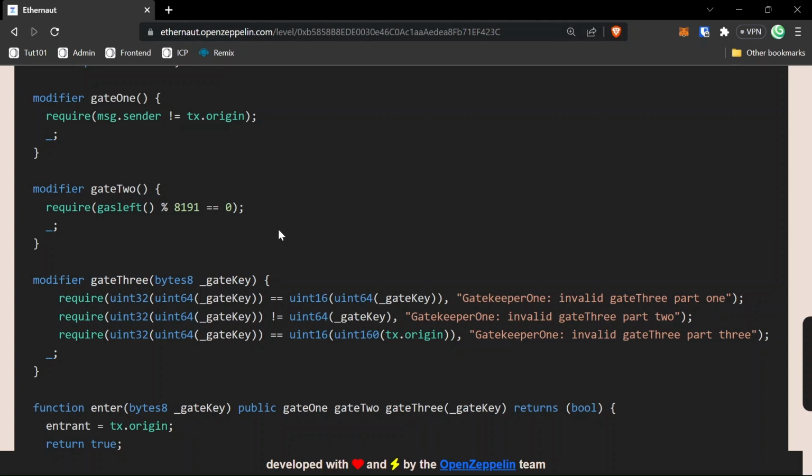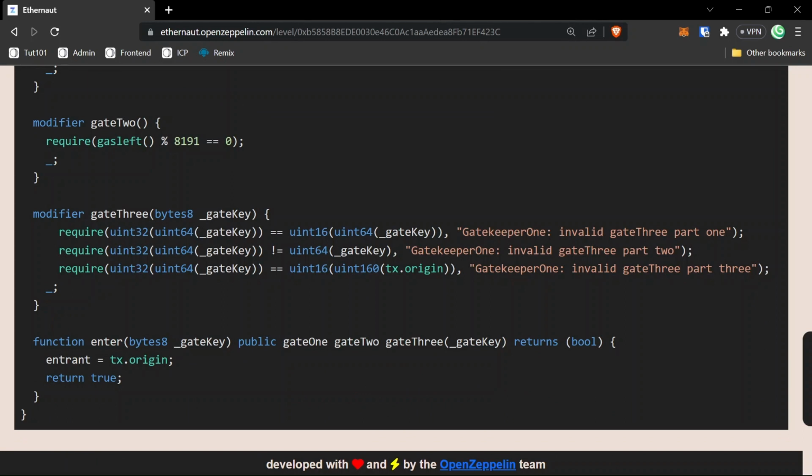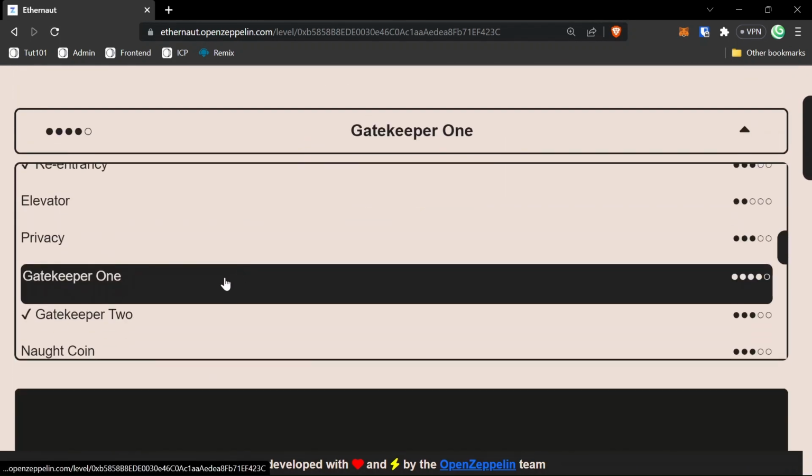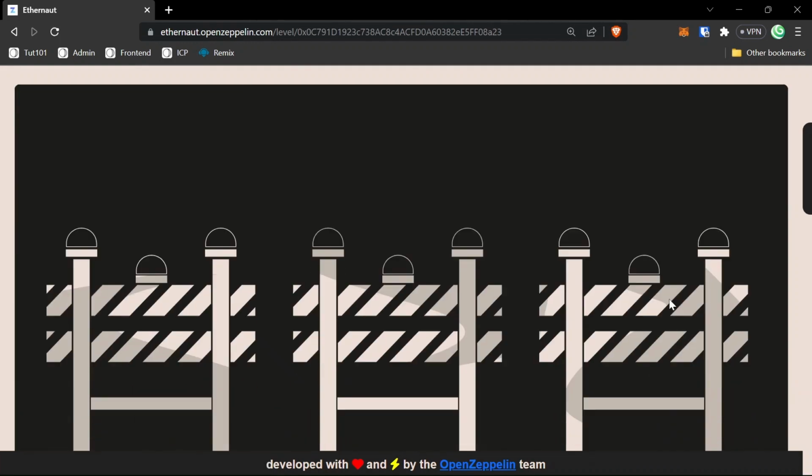And coming to the third modifier, we have the gateThree. Here we will be learning about the conversions of types between bytes and uints, and inside uints also we'll be converting between uint64, uint16, and uint32. The major learning here is how these values are affected whenever they are converted between different types. And we should be taking some time to engineer a perfect gate key, and we can easily get through this modifier. And the next challenge will be Gatekeeper 2.